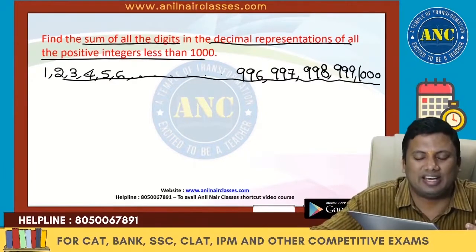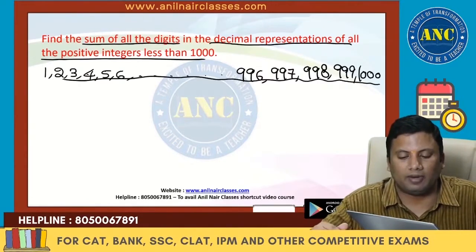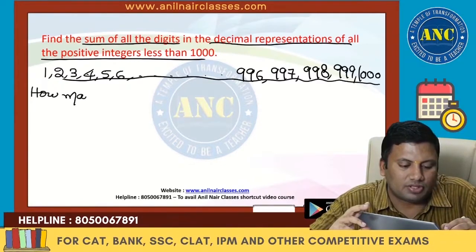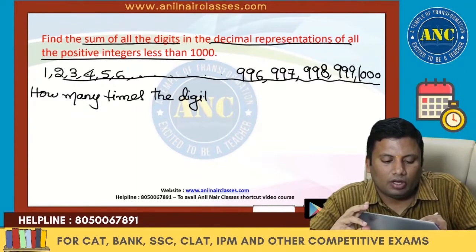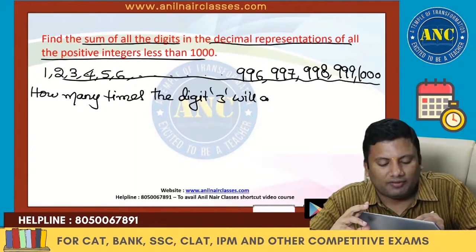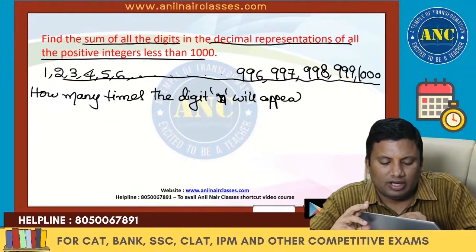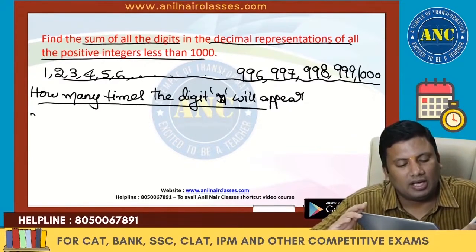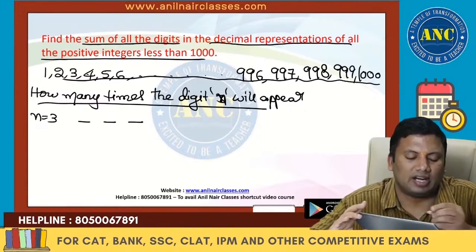First, let us see how many times a digit will appear in all the natural numbers from 1 to 999. First, we will see how many times the digit 3 will appear. Or first, a digit n. n could be anything; we will take some examples. If n is 3: units place, tens place, hundreds place.